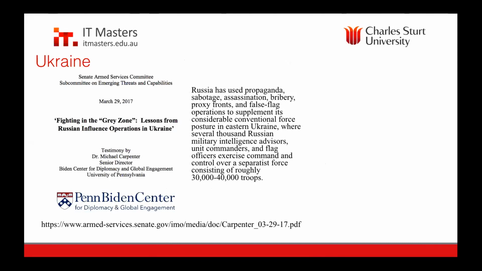So there's lots of good research now on Russian influence operations in Ukraine in the reading list. We cite this testimony by Michael Carpenter, who's a professor and researcher at the University of Pennsylvania. In his preamble, he makes some pretty bold statements that Russia has used propaganda, sabotage, assassination, bribery, proxy fronts, false flag operations to supplement its considerable conventional force posture in eastern Ukraine, where several thousand Russian military intelligence advisors, unit commanders, and flag officers exercise command and control over the separatist force.